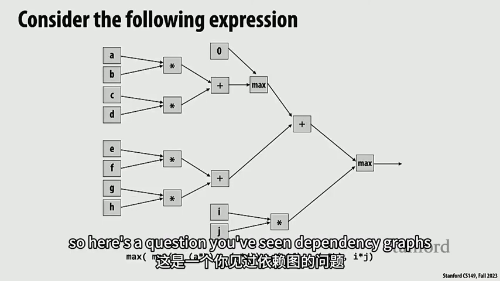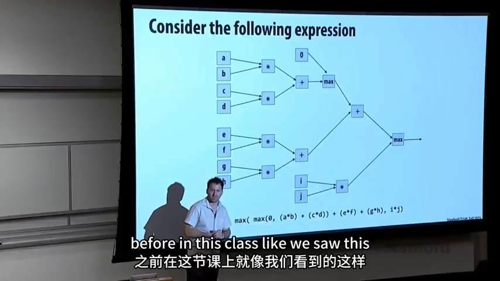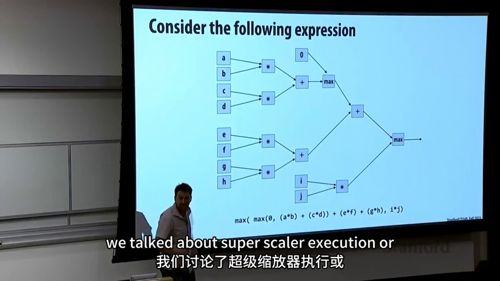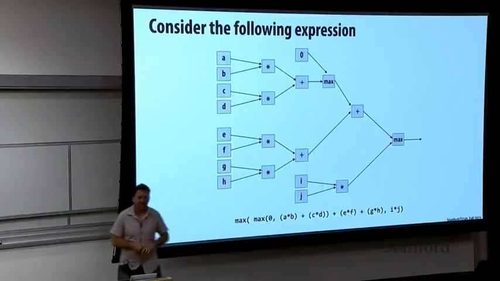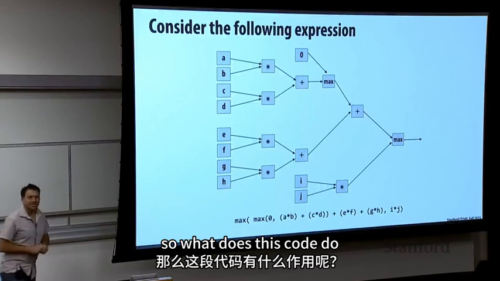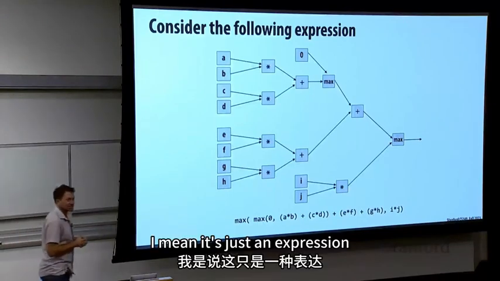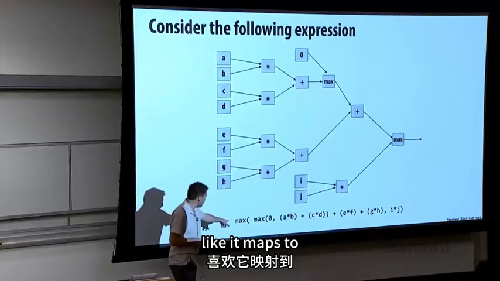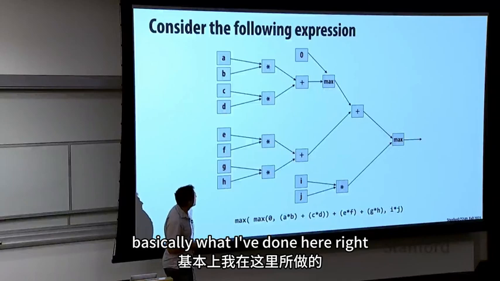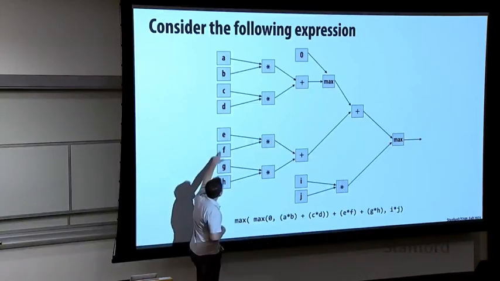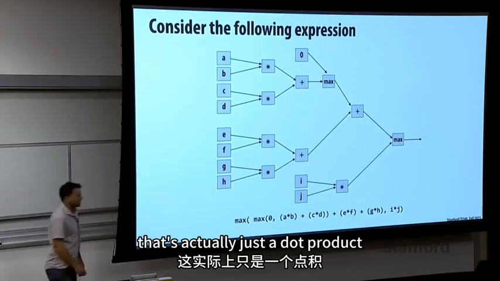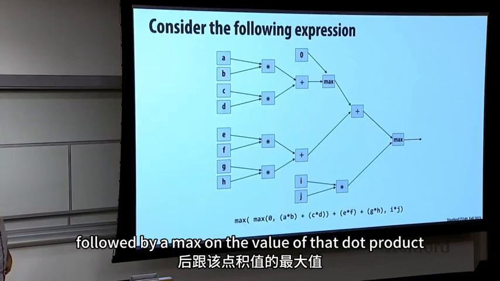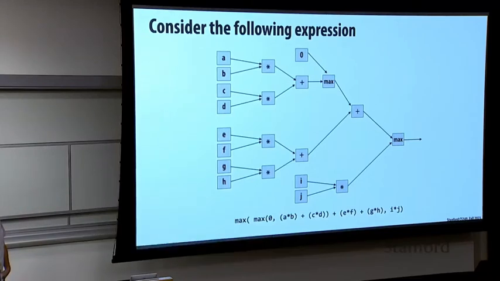So here's a question. You've seen dependency graphs before in this class, like when we talked about superscalar execution. To be honest, if I gave you this task graph, you would know how to execute it right now. So what does this code do? It's just an expression, but let's look at it a little bit more carefully. It maps to what I've done here. I'm computing the product of some values, and I'm summing them. And if you look carefully, that's actually just a dot product followed by a max on the value of that dot product. Okay.